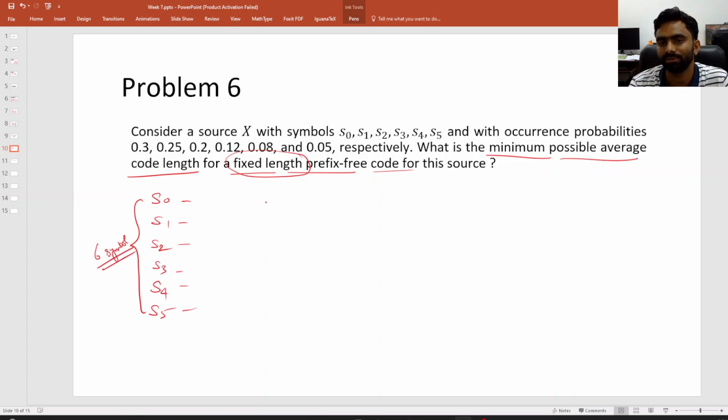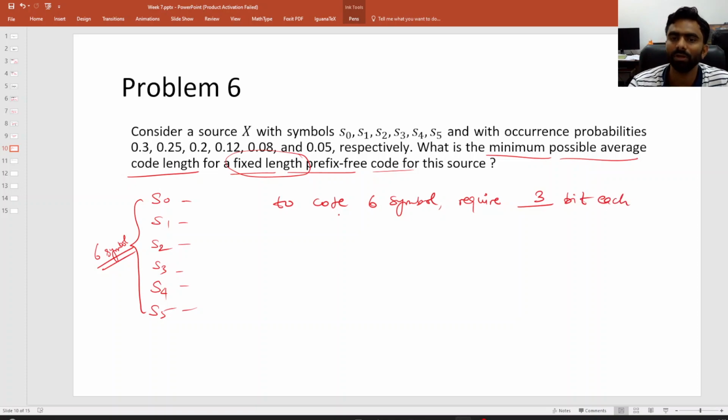Minimum 3 bits. So to code 6 symbols will require 3 bits each. So I will give you examples. Let's say 000, 001, 010, 011, 100, 101. All are prefix free codes and of equal length. These are the 6 symbols.